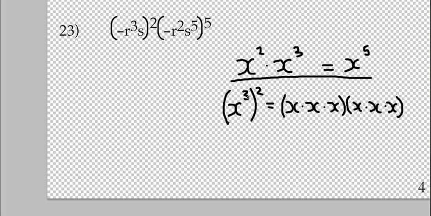Look, x cubed all squared. Well, if I take an x cubed, 1, 2, 3 of them. Now, squaring, of course, means multiply by itself. So here's another x cubed. I've squared it, which means there's 2 of them next to each other. Can you clearly see 1, 2, 3, 4, 5, 6? That's the explanation. The shortcut is, remember, you multiply your exponents inside and outside.